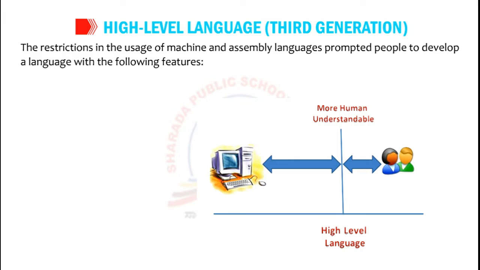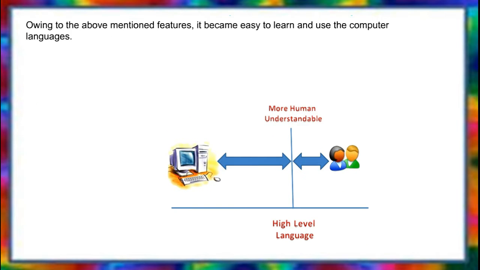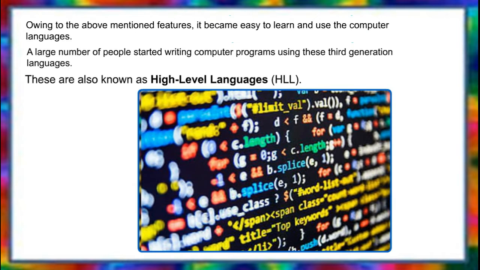High level language, third generation. The restrictions in the usage of machine and assembly languages prompted people to develop a language with the following features. Simple and user-friendly language. Language that is machine independent. Owing to the above mentioned features, it became easy to learn and use the computer languages. A large number of people started writing computer programs using these third generation languages.